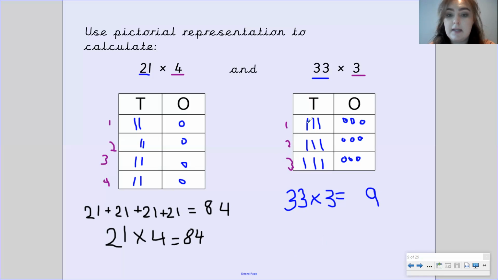Now we need to add up our tens. 10, 20, 30, 40, 50, 60, 70, 80, 90, which leaves us with 99. So 33 times 3 equals 99.